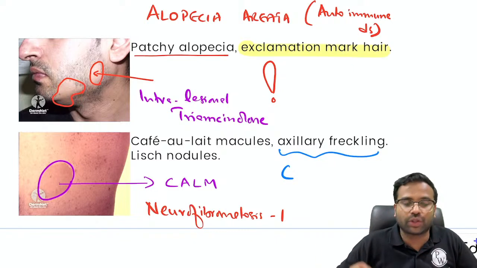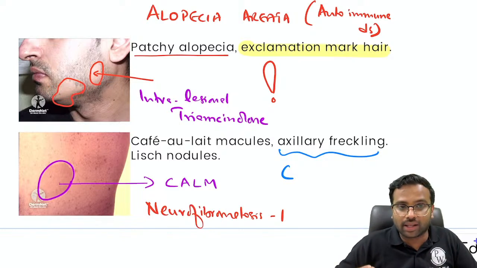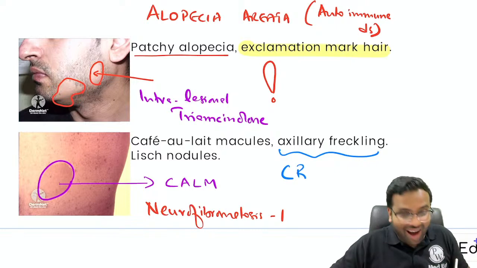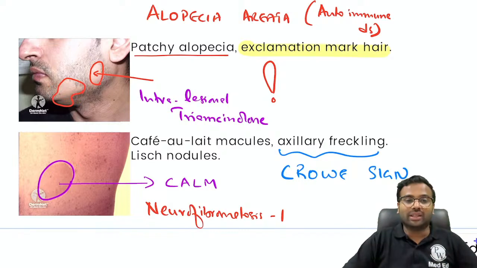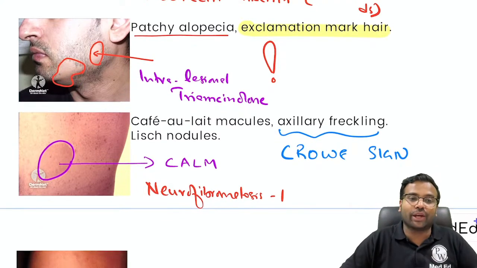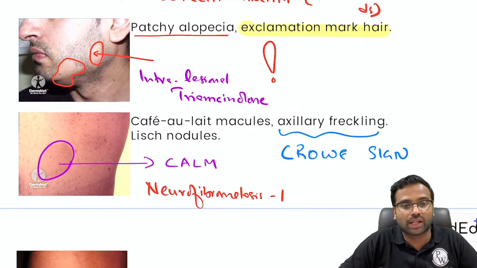Axillary freckling, which you can see in neurofibromatosis, is also called by a sign which starts with the letter C, R, O, W, E. So this is called the Crowe sign. Okay, so learn this as well. Axillary freckling in neurofibromatosis is also called Crowe sign.